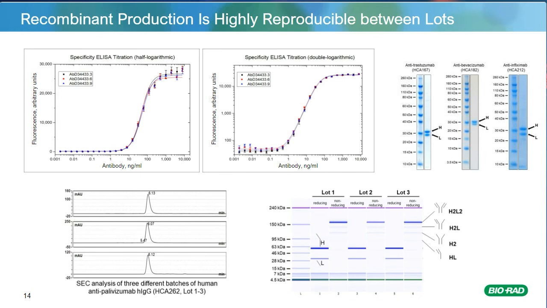Because we use a recombinant platform for our production method, we can show that antibody production is highly reproducible between lots. We're able to offer enhanced QC packages such as reference lot determination, and some examples are shown here which can confirm lot-to-lot purity and specificity using methods such as titration ELISAs, SDS-PAGE, and size exclusion chromatography.